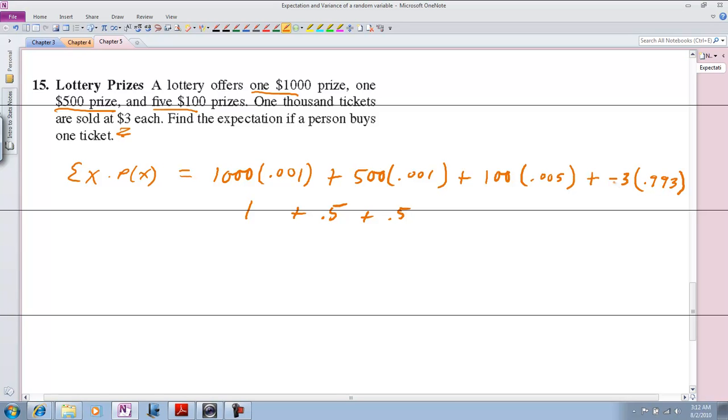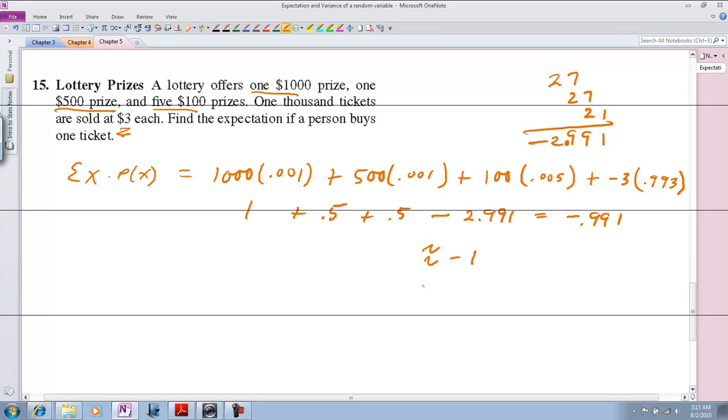93 is going to be multiplied by this -3. So when we do that, we have 2.979, and it's negative, and it's point. So look at this. 1, 0.5, 0.5, that's 2, minus 2.979 comes out to negative 0.979. So about 98 cents. Negative 98 cents is your expected value. And we'll call that approximately -1.